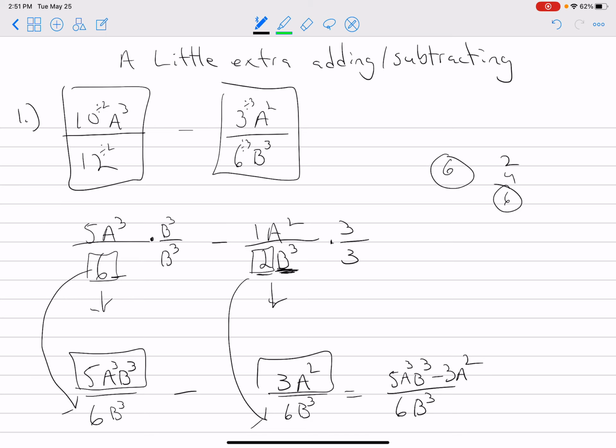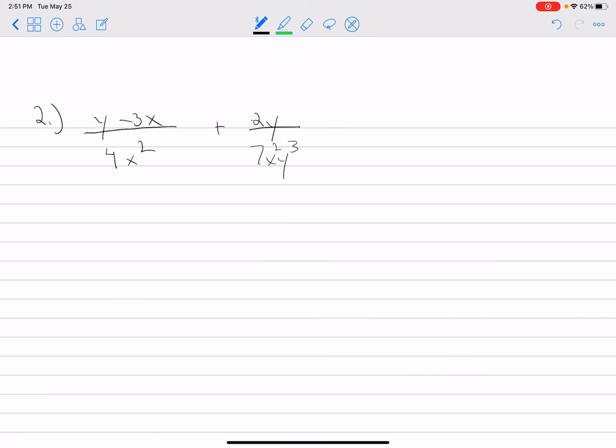Let's look at this last one right here. Again, let's see if I can do any simplifying. There's nothing I can simplify here. I'm looking here, and I do see some things I can simplify. This is 2 times y. This is 7 times x times x times y times y times y. I could pull one of those y's out. So I'm going to rewrite it as y minus 3x over 4x squared plus 2 over 7x squared y squared.